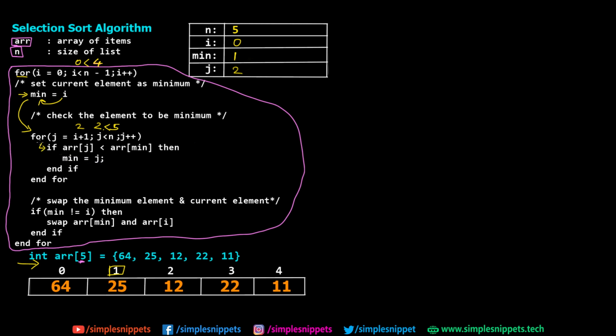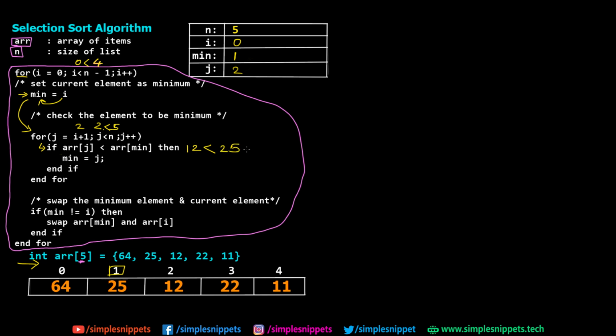Now inside this smaller for loop we have this comparison, if ARR of j. Now j is 2. The value at index position 2 is 12. So we are checking, is ARR of j, that is 12, less than ARR of min? Now we just updated the min value as 1. So ARR of min, that is ARR of 1, is 25.